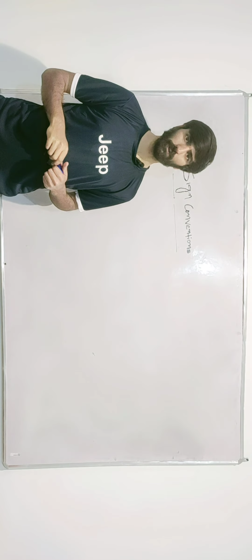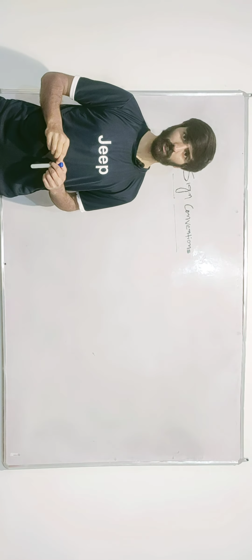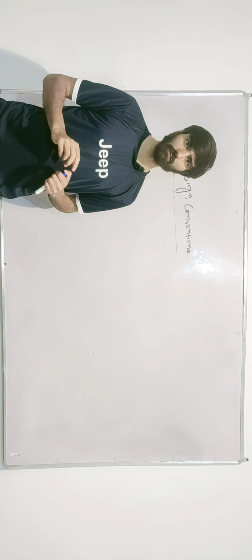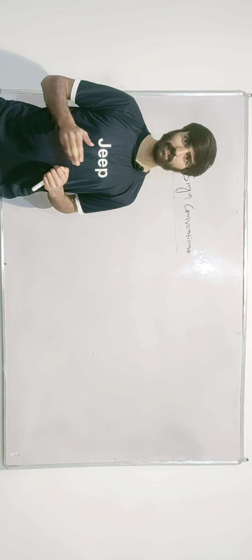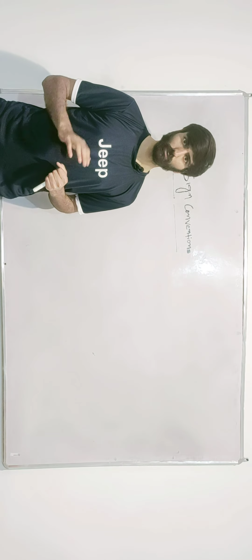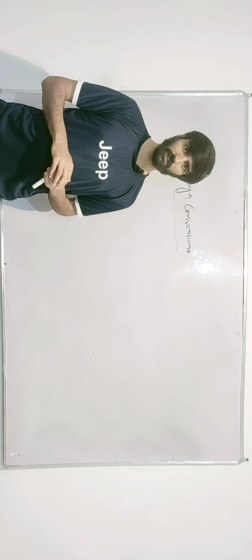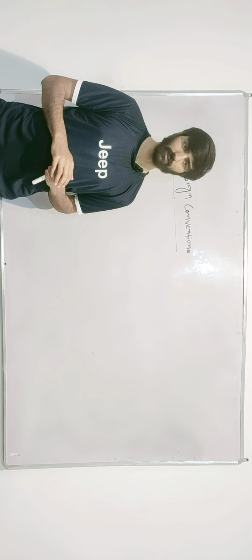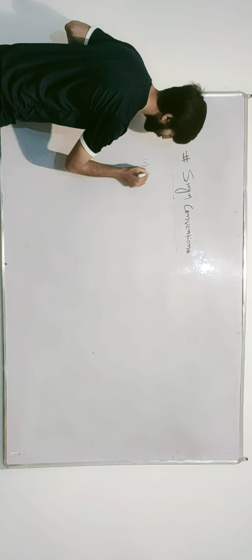Today in this video, we will learn sign conventions in case of mirrors. So let's start. We have to follow sign conventions when we are trying to measure the distances and the heights of objects and the images in case of mirrors. So basically we have two types of distances and two types of heights.